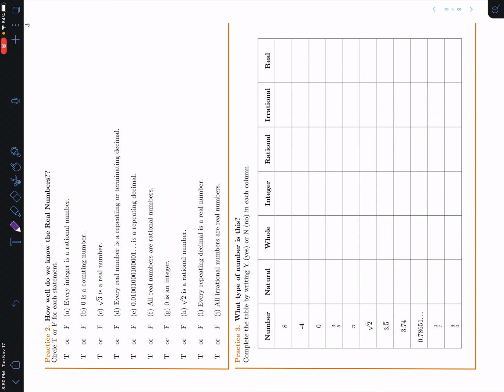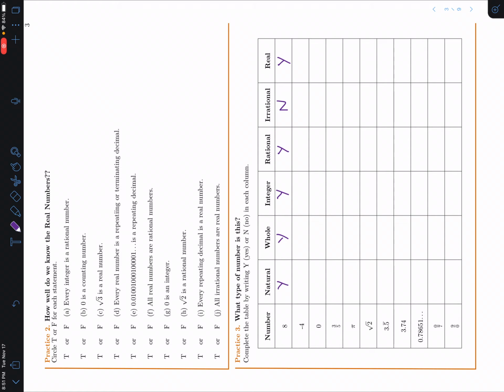And then practice 3 is going through and writing yes or no in each of the columns as to where these numbers live. In this case, like the number 8, for example, you can't have yes in more than one column because, again, these sets are contained in each other. So 8 is a counting number, so that would be a yes. It's a whole number, so it's a yes. It's an integer, so it's a yes. It's a rational, so it's not irrational, but it's a real.